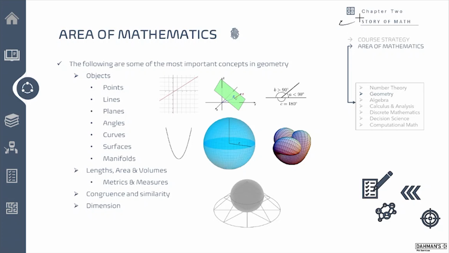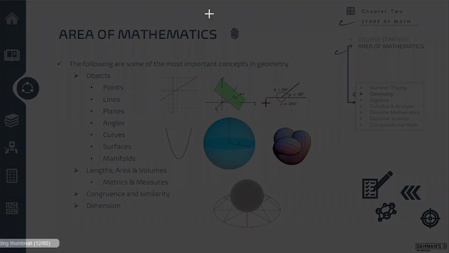Hi, welcome back. So we're in chapter 2, story of math, on the outline area of mathematics. In this sub-outline, now we're going to talk about geometry. The first thing we're going to talk about is the definition of point. What is a point? A point is a primitive notion that models an exact location in a space.